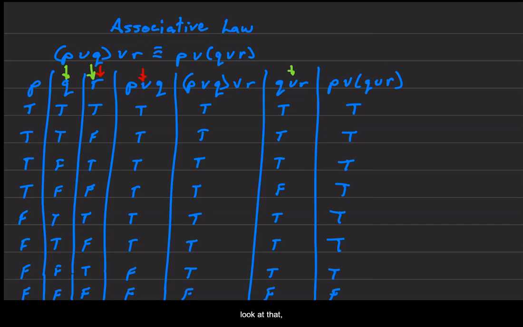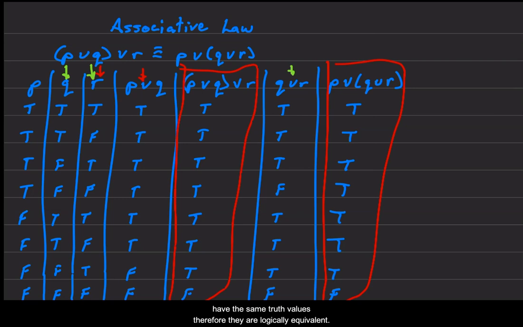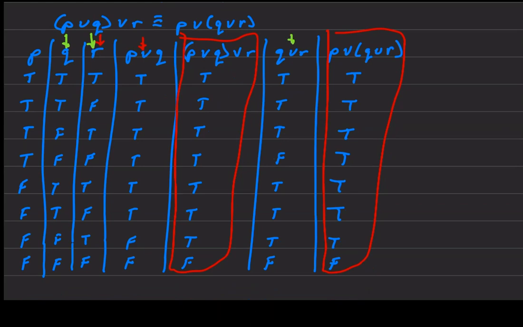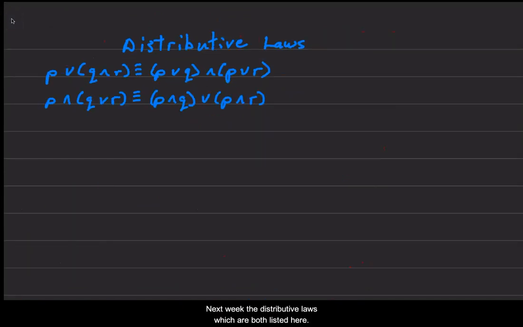And if we look at that, that means that this column and this column have the same truth values, therefore they are logically equivalent. And we'll leave it up to you to prove the other one for a disjunction, since they're so long. Next, we'll look at the distributive laws, which are both listed here. And to start with, we will just look at this one, the first one. Again, just because of the number of variables here and how long the truth table gets, we'll just look at one of them and leave it up to you to perform the proof for the other.